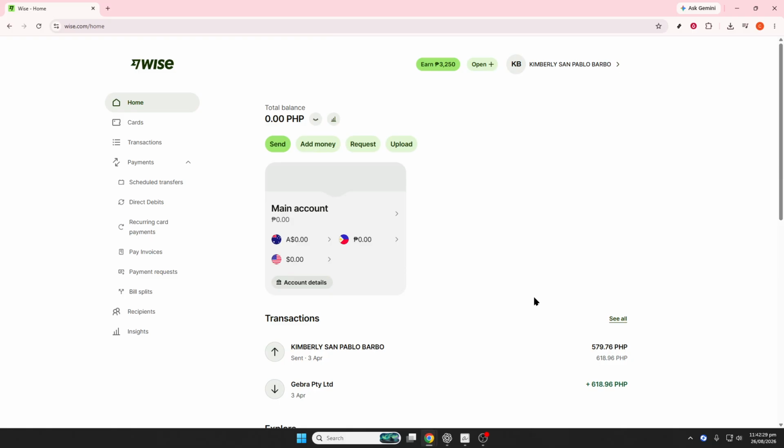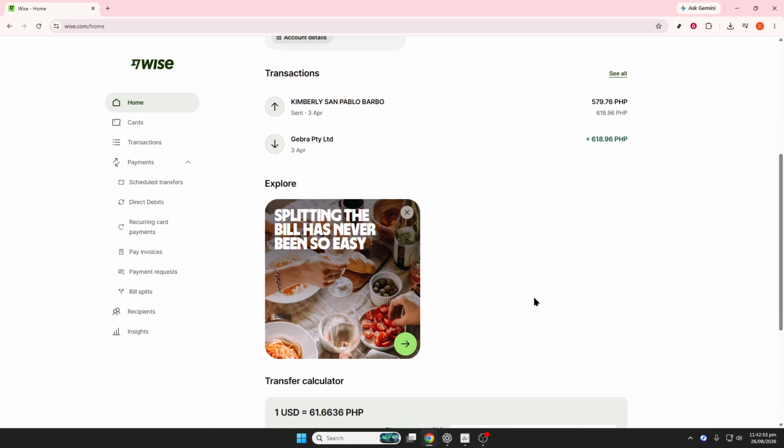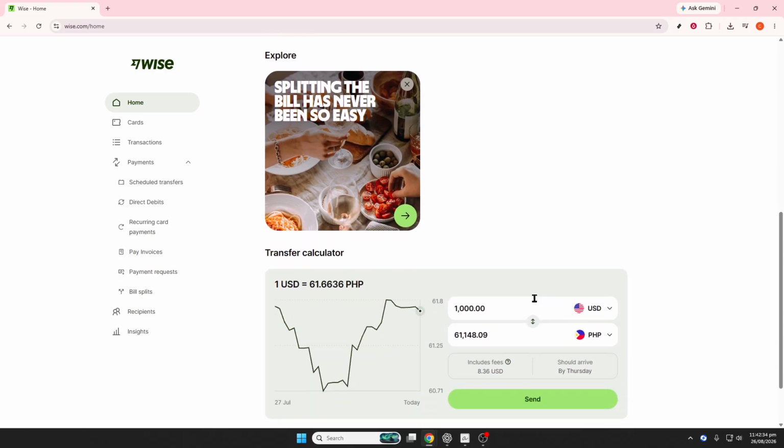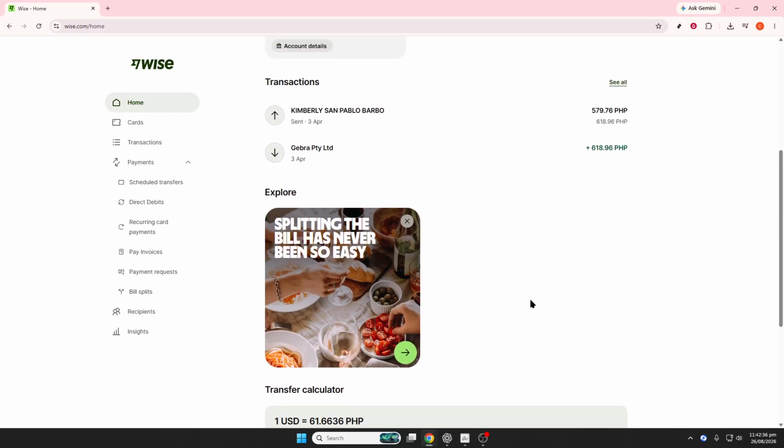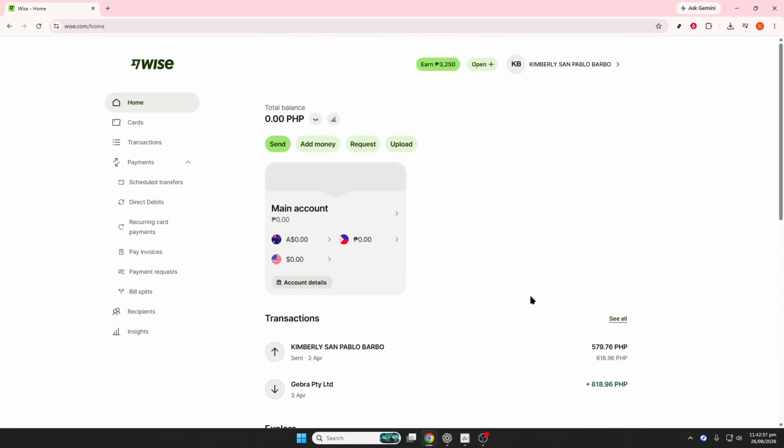Next, check the withdrawal or transfer options. After converting from USD to PHP, you can send the funds to a Philippine bank account or a supported e-wallet. Wise may also provide PHP account details for receiving local PHP payments, which can add flexibility depending on how you get paid. Then use the Wise calculator to estimate the total cost.